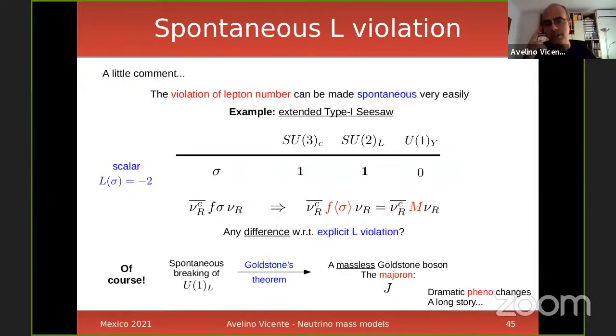Why is this important? Because having a particle with exactly 0 mass in your theory affects the phenomenology dramatically. And there are very important constraints that you have to fulfill for this to be phenomenologically viable. I don't have time to discuss this, but this is something that I think you should know, that this is in principle possible. You can also violate the lepton number spontaneously, but there is this difference, the Goldstone boson, the majoron.